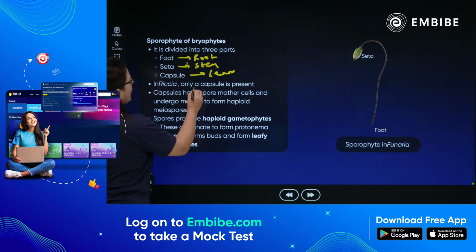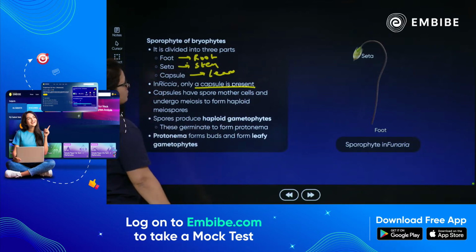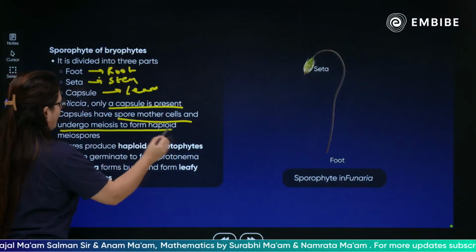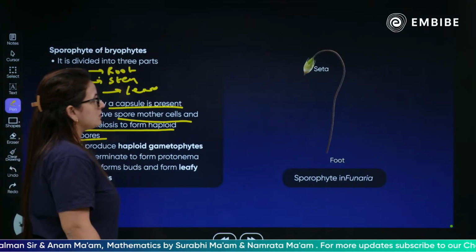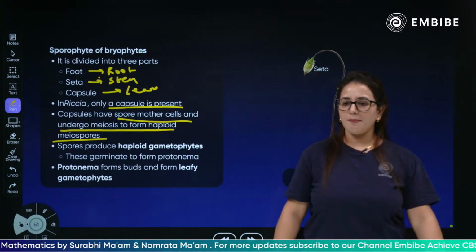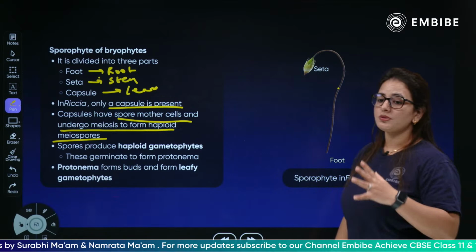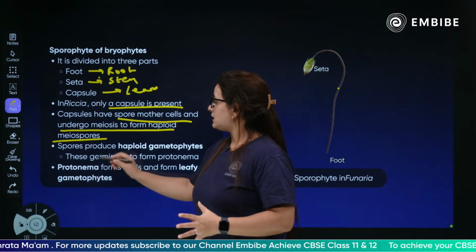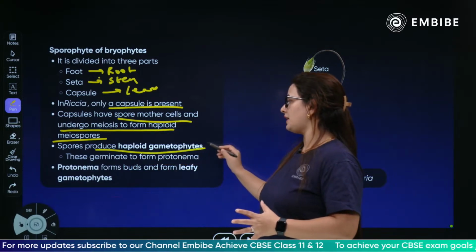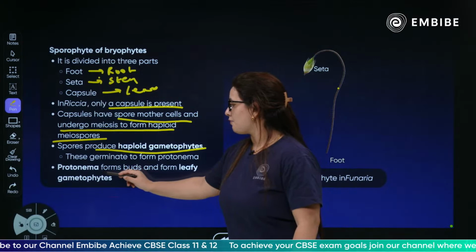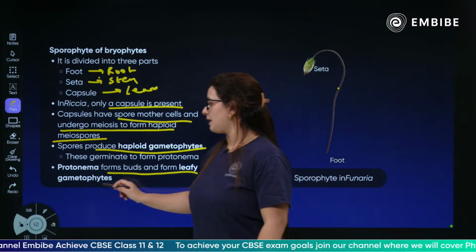In Riccia, the capsule is present. The capsule has spore mother cells that undergo meiosis to form haploid meiospores. Can you see this? This is the foot, seta and of course the capsule. The capsule undergoes meiosis and produces meiospores. The haploid spores germinate to form a protonema, and the protonema forms buds and forms the leafy gametophyte.